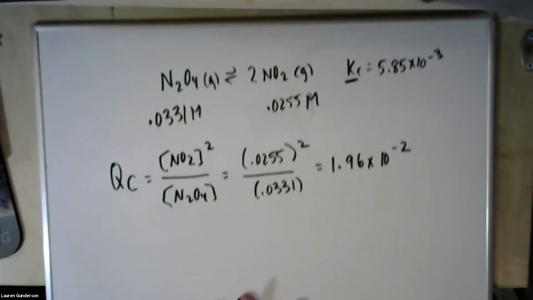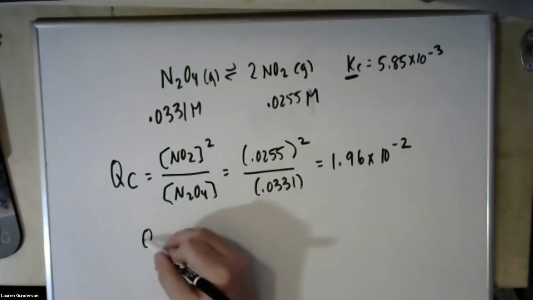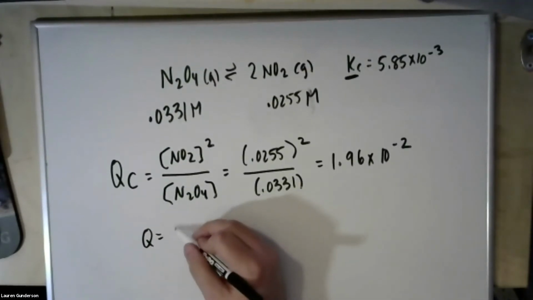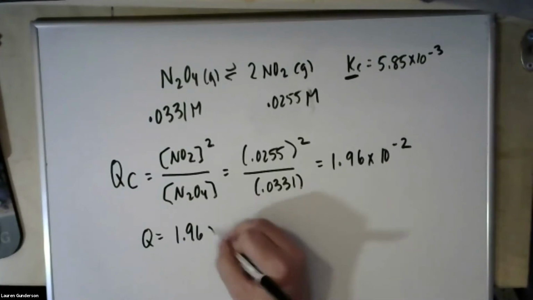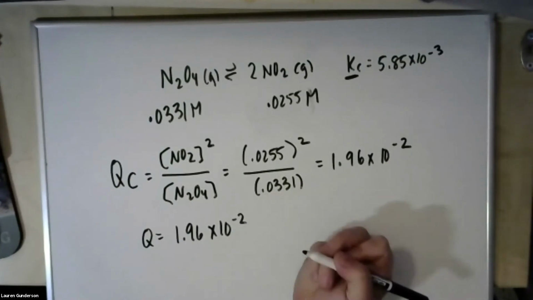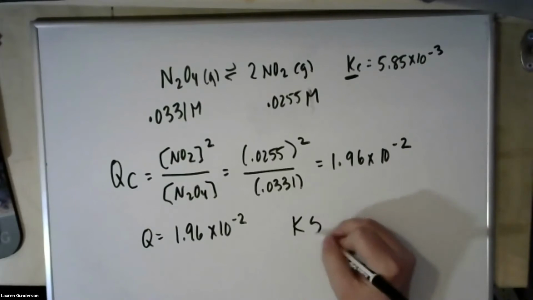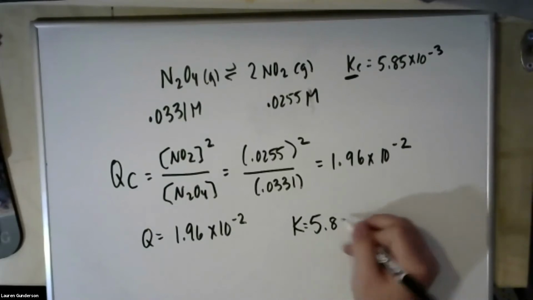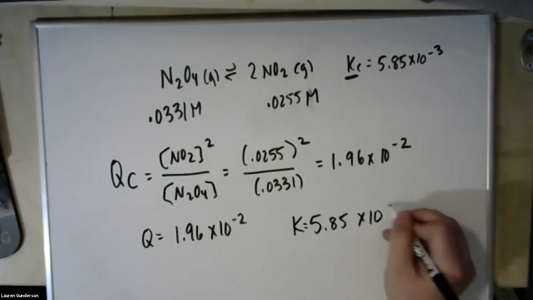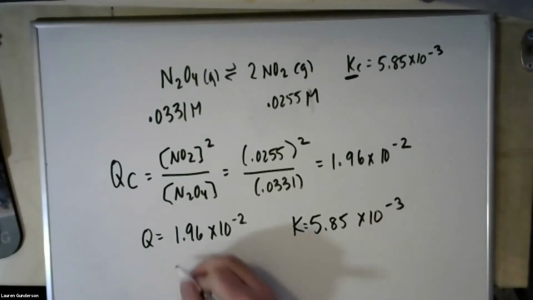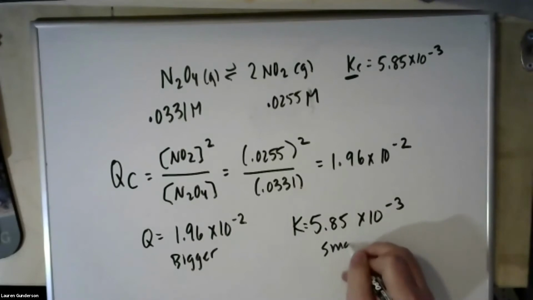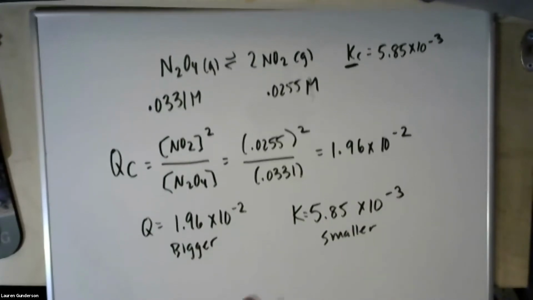Okay, so what's happening here? We have a Q of 1.96 times 10 to the negative 2. We have a K of 5.85 times 10 to the negative 3. Okay, in this case, our Q value is bigger and our K value is smaller. So what did we say in that last explanation?